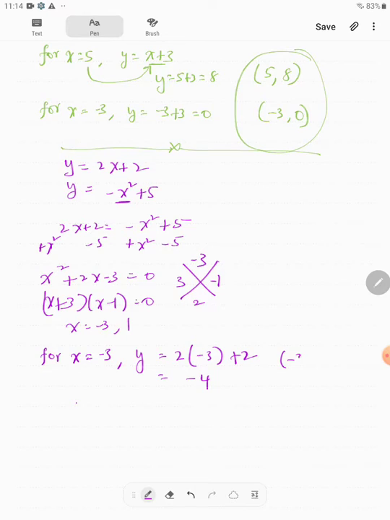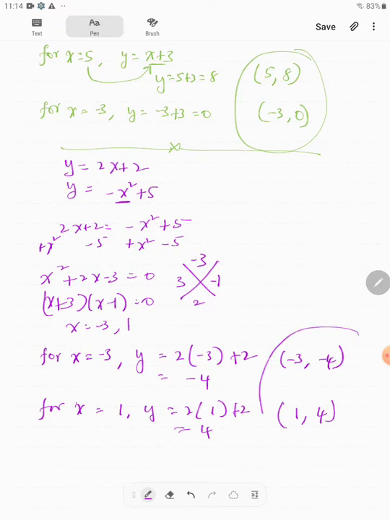So the first point is negative 3, negative 4. For x equal to 1, y equals 2 times 1 plus 2, which is positive 4. So the other point is 1 comma 4. Okay, that's how you do this. So try the third one.